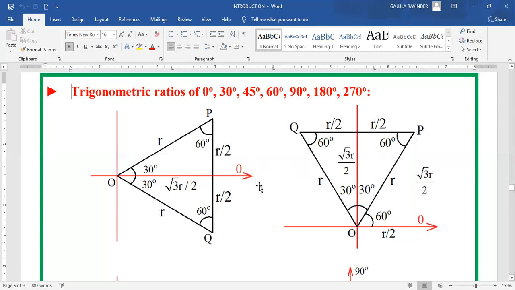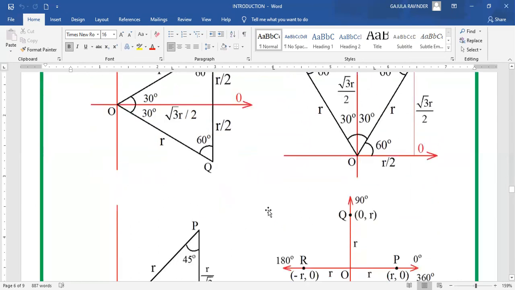I have taken one equilateral triangle which is symmetrical about this x-axis, so that this side will be bisected. Hence, this will be 30 degrees, this will be 60 degrees, this will be R by 2, this is R, so that this side can be taken as root 3 by 2. So in this way, you can find the ratios of both 60 degrees as well as 30 degrees from these two diagrams. Otherwise, if you want, you can use this diagram for 60 degrees.